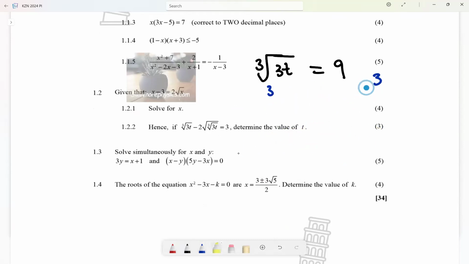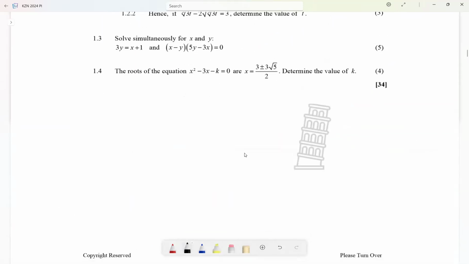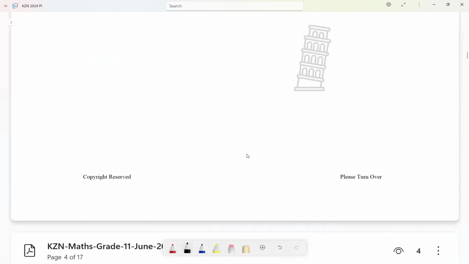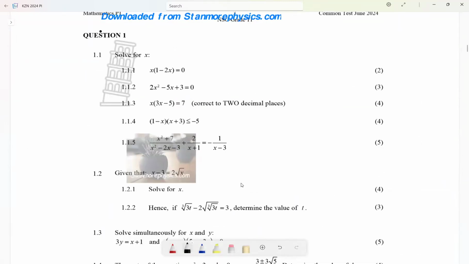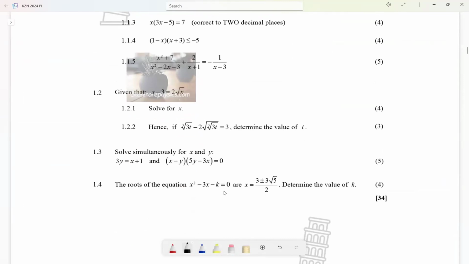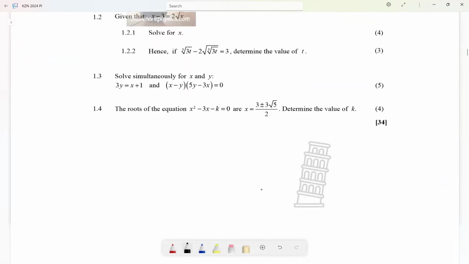Cool. Let's move on to 1.3. They say now solve simultaneously. Let me see if I'll have enough space to solve that. Solve simultaneously for x and y. So what we might do here, I might say this one is my equation 1. This is my equation 2.